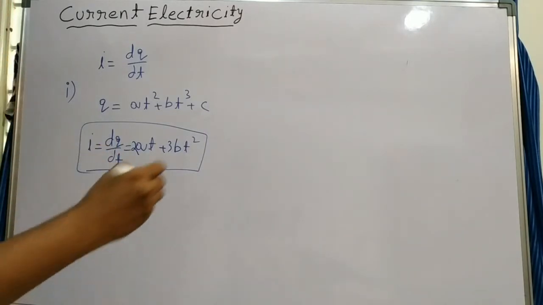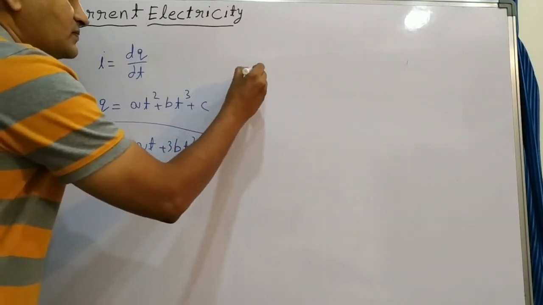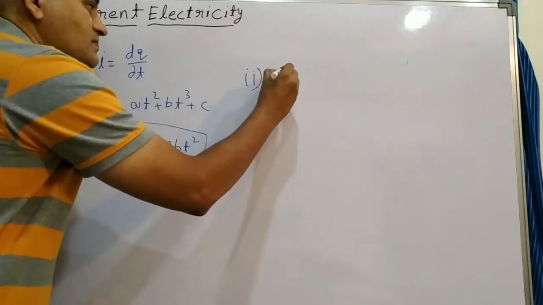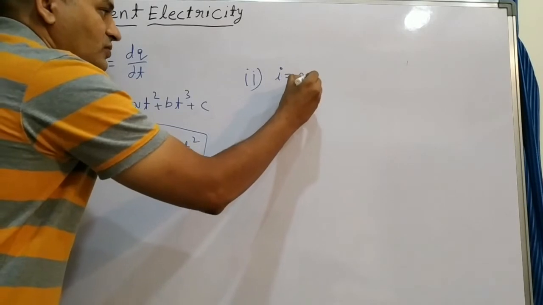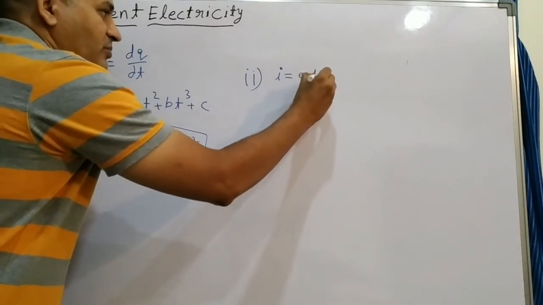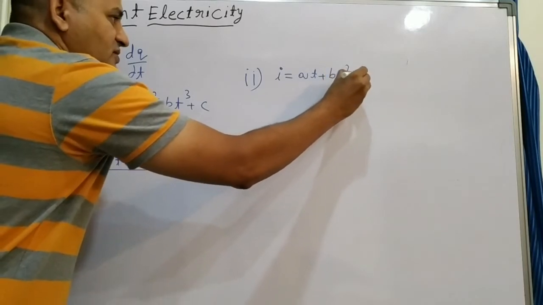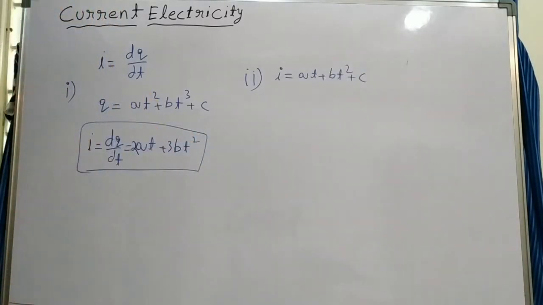Sometimes they give that second model. Sometimes they give the current as I is equal to At plus Bt square plus C. In that case, how to calculate charge?